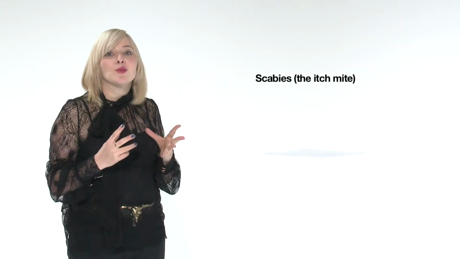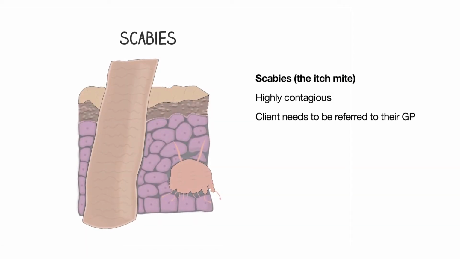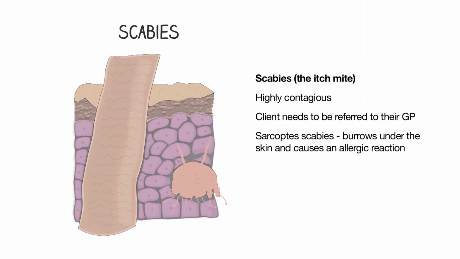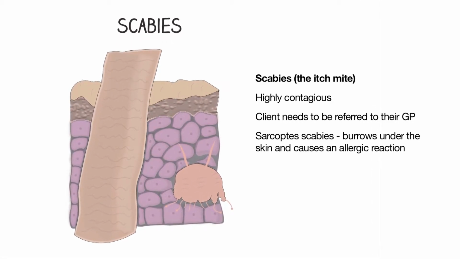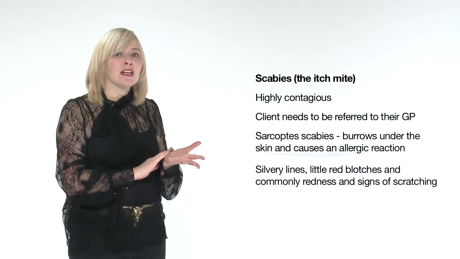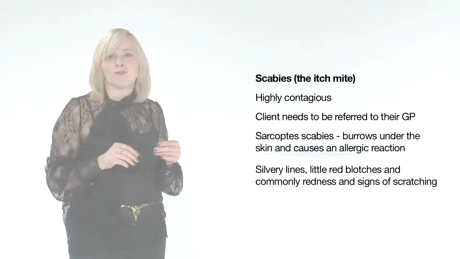Scabies, the itch mite, is highly contagious and the client needs to be referred to their GP. The itch mite, Sarcoptes scabiei, buries under the skin and this causes an allergic reaction that is very itchy. On the skin surface there will be silvery lines, little red blotches and commonly redness and signs of scratching.